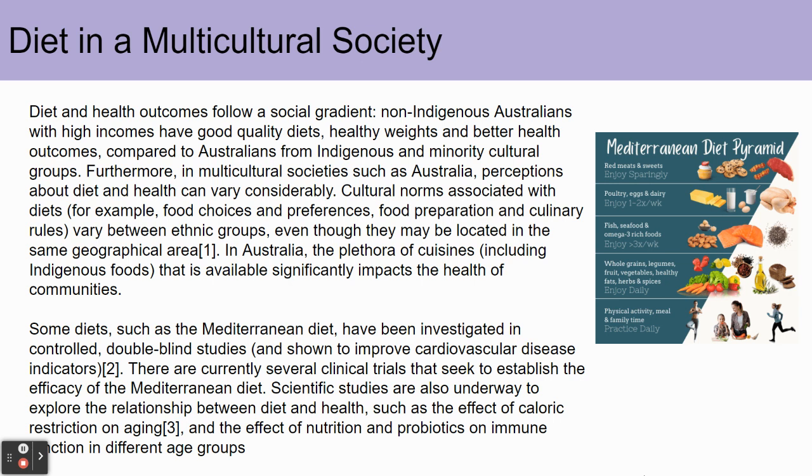Next is our Part 2, and we're looking at how personal, cultural, and socio-economic perspectives influence scientific research. The first has to do with diet. People with high incomes have good diets, healthier weights, and better health outcomes compared to Australians from Indigenous and minority cultural groups. Because Australia is so multicultural, there are different perceptions about diet and health, and the cultural norms associated with diets actually vary between ethnic groups, even though they're in the same geographical area. The different cuisines significantly impact the health of different communities.